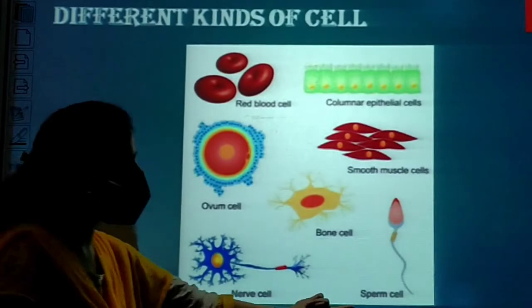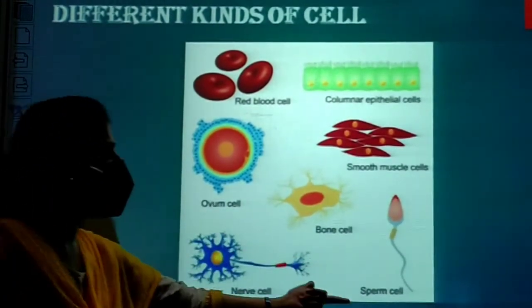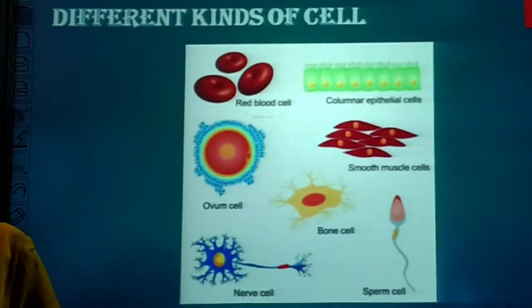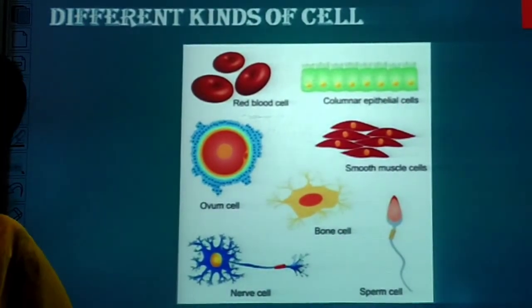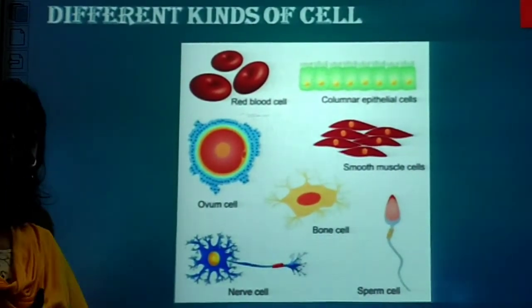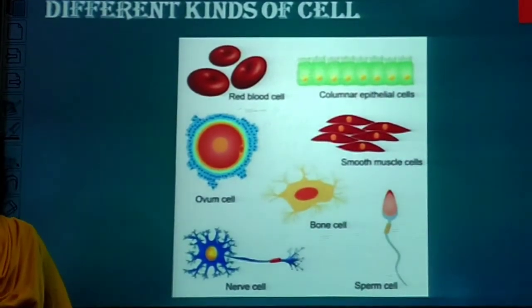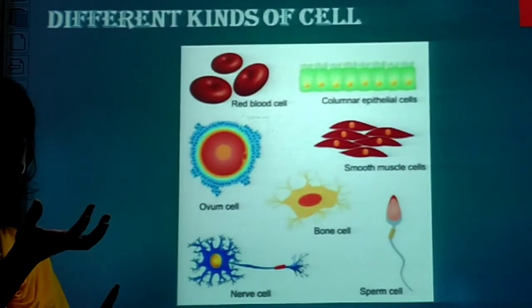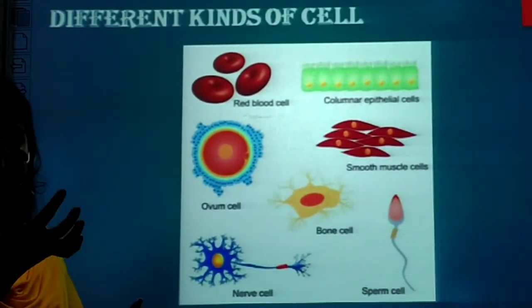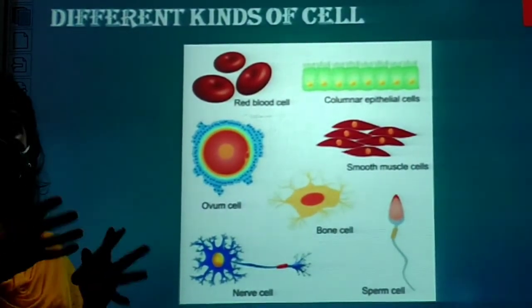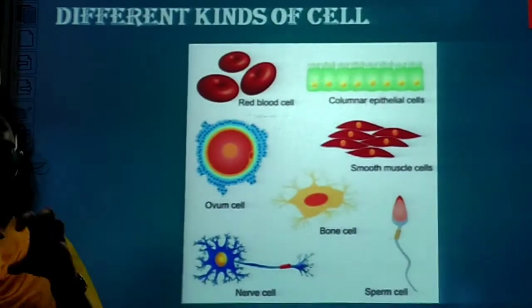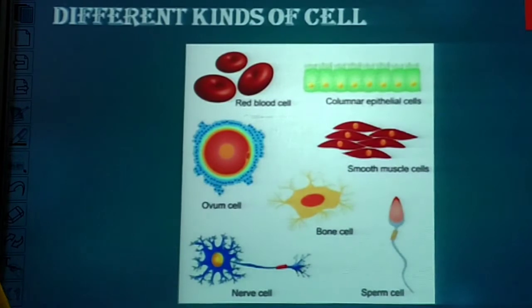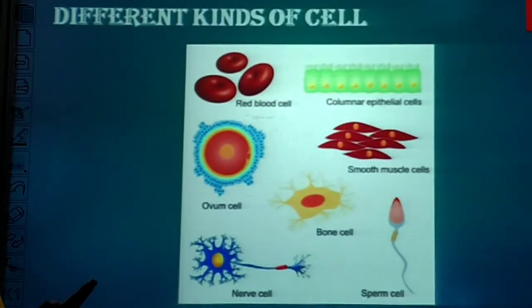Ovum cell and sperm cell, these are the female and male reproductive cells. And this is the nerve cell, the longest cell, that imparts information from different parts of the body to the brain in the form of impulses. Impulses means information, in the form of a message, which is transferred to the brain. We call it an impulse.